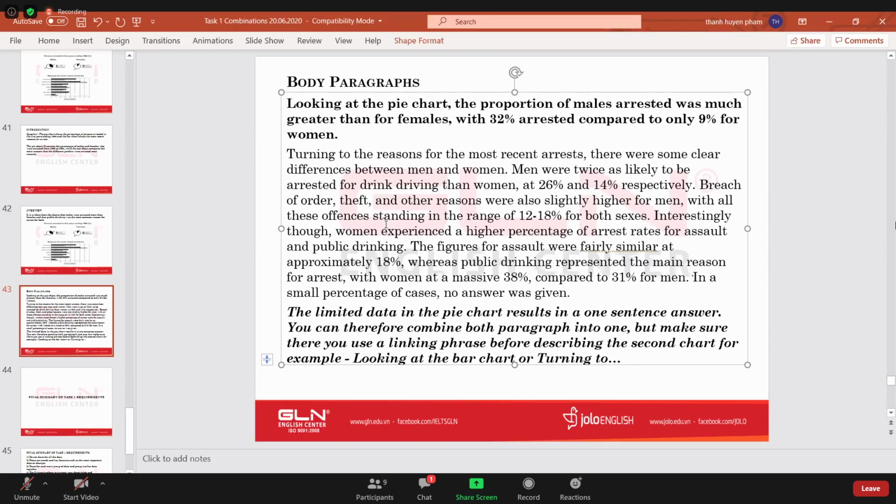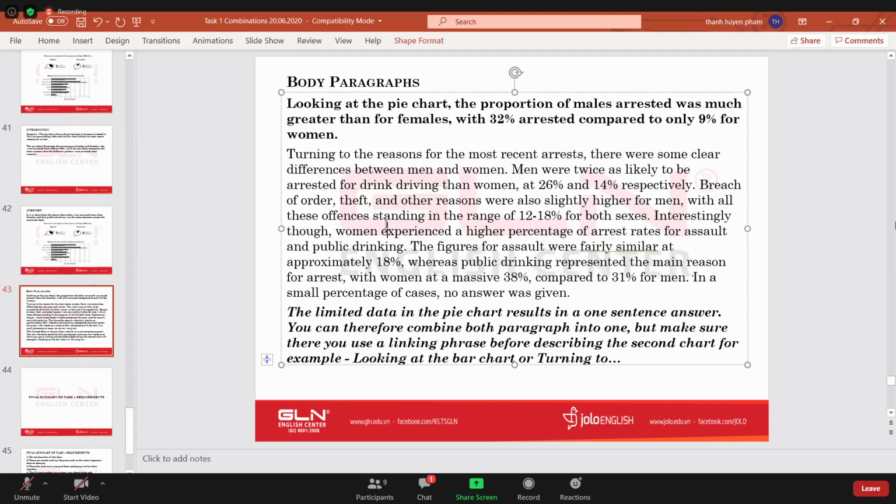So look at the linking phrase: turning to the reasons for the most recent events. There were some clear differences between men and women. Men were twice as likely to be arrested for drink driving than women, at 26% and 14% respectively. Breach of order, theft and other reasons were also slightly higher for men, with all these offences standing in the range 12 to 18% for both sexes.